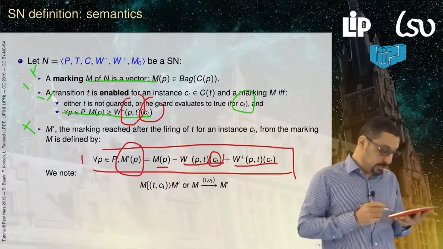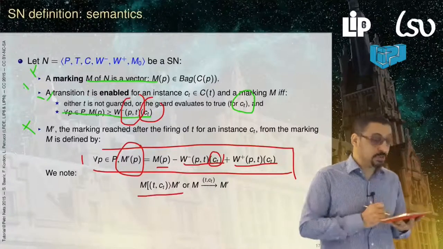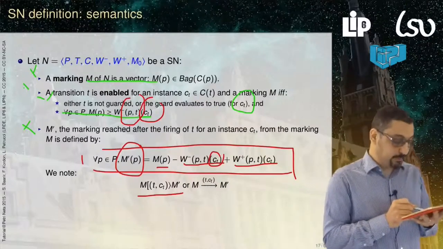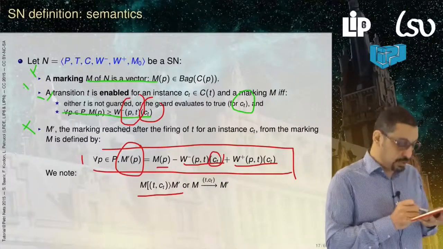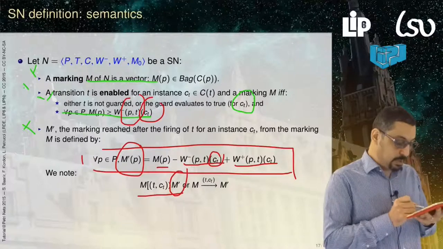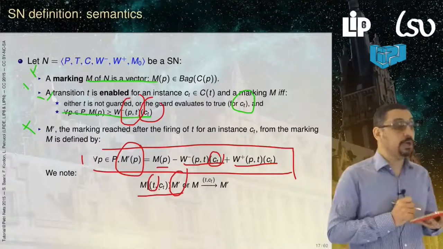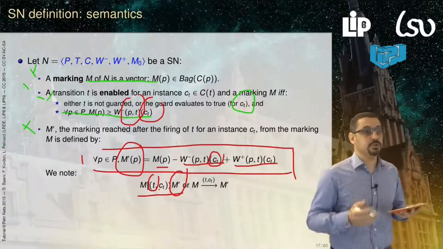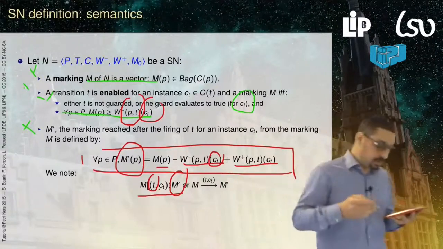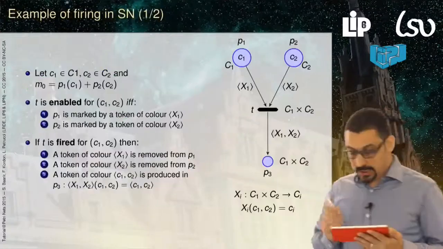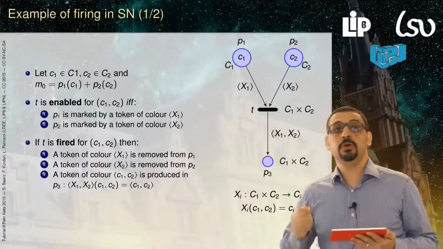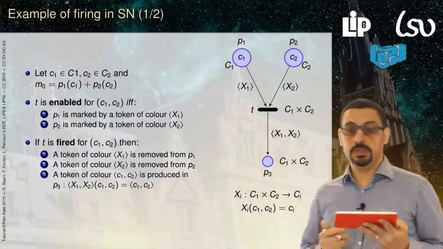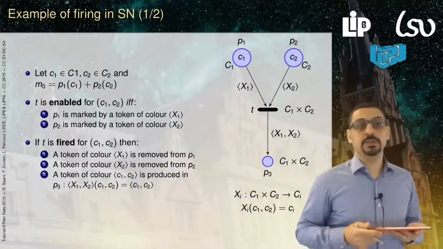The remaining point is just a notational point that says that if we are in marking M, then the successor marking is M prime, using the transition T for the color CT. We always have to associate these three notions to get the successor relation. Okay? Let's now go through a small example that will illustrate all the concepts that I mentioned until now.